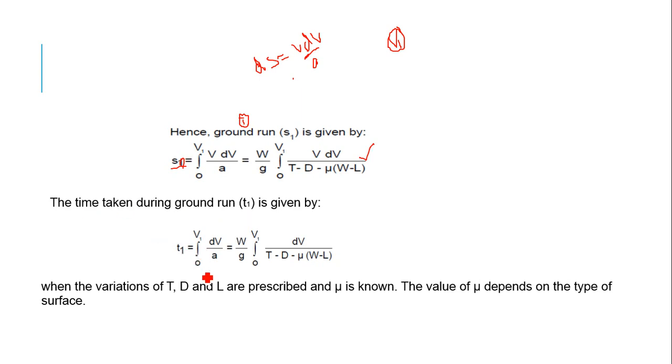The second one, the time taken during ground run, is t1 equals the integral from 0 to V1 of dV by A, which we have already seen.